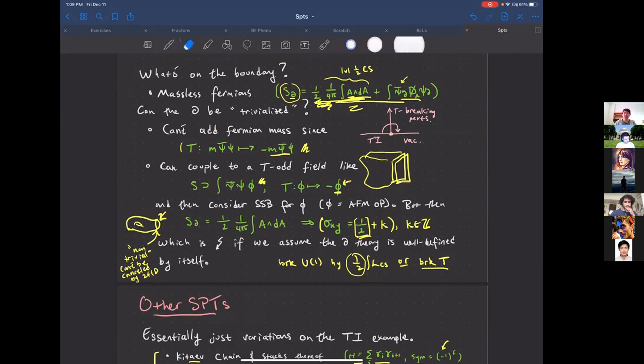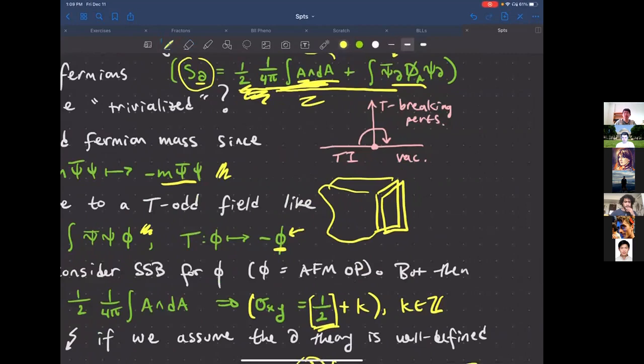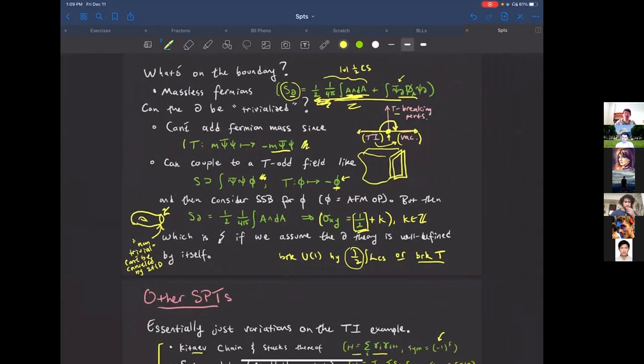Oh yeah, I should have talked about this picture here. So here's our TI and here's the trivial state. And the claim is that as long as I consider perturbations which don't explicitly break T, there's something here that is preventing me from smoothly going from the TI to the vacuum. But if you consider T-breaking perturbations, it's possible to smoothly go between these two, for example, without closing the gap, right?